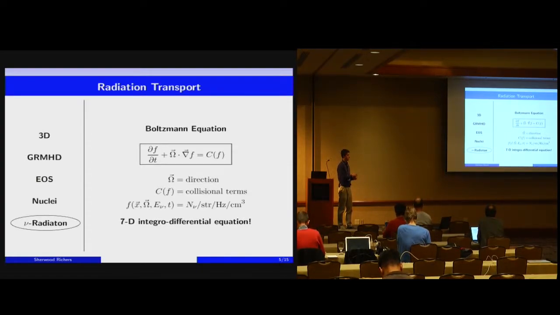We have to treat them with general relativistic, sometimes magnetohydrodynamics. There's a complicated nuclear equation of state that goes into it. There's nuclear reactions that determine what elements we get out of it. But I'm just going to focus on this one small component, the neutrino radiation transport.